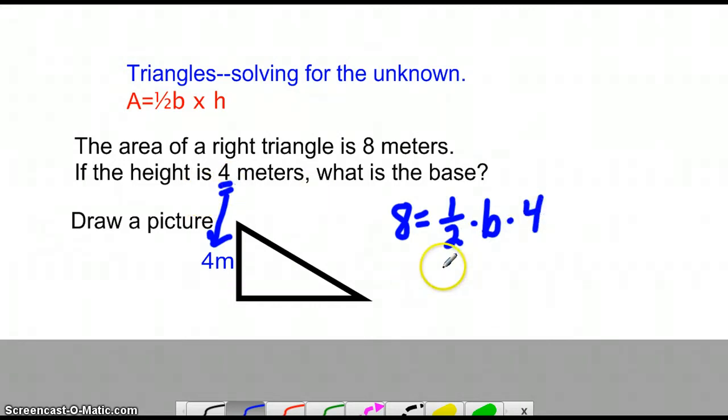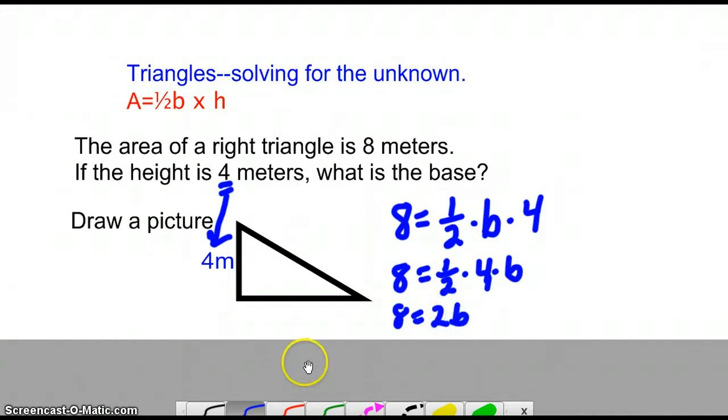What we do now is we can multiply. 8 equals 1/2 of b times 4. What we can do is use the commutative property. We can multiply it out this way, and it does not change our problem at all. It just makes it a little bit easier to figure out the answer, and we have that 8 is going to be equal to 1/2 of 4, which is 2, times b.